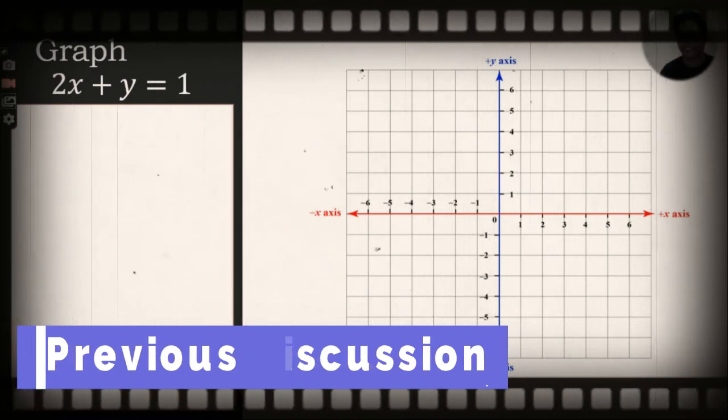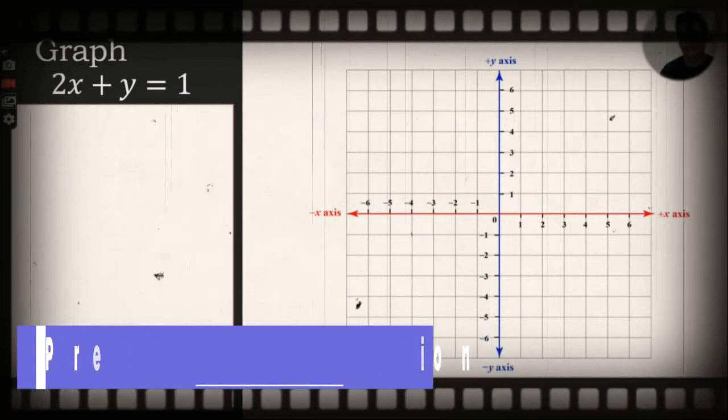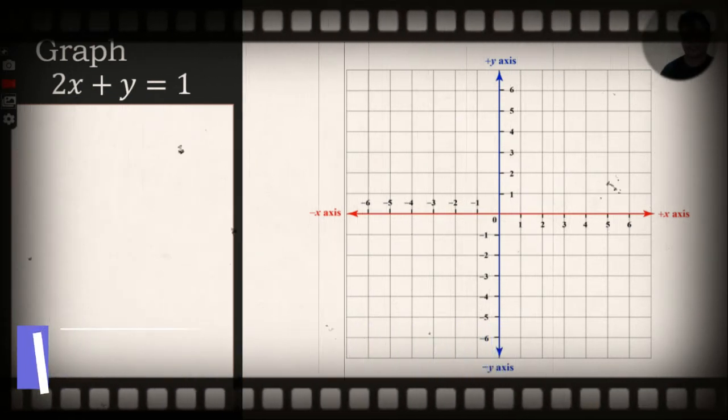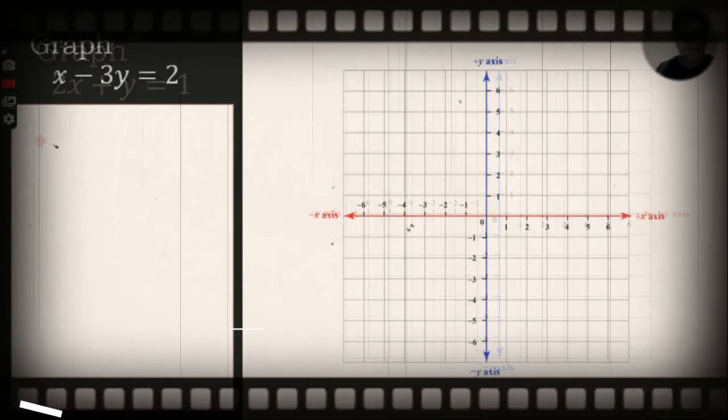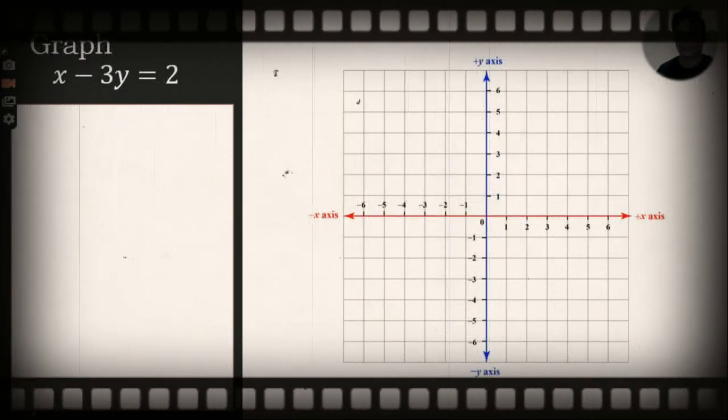First, we need to write the equation in slope-intercept form to determine the y-intercept of the equation. Let's try to graph x minus 3y is equal to 2.